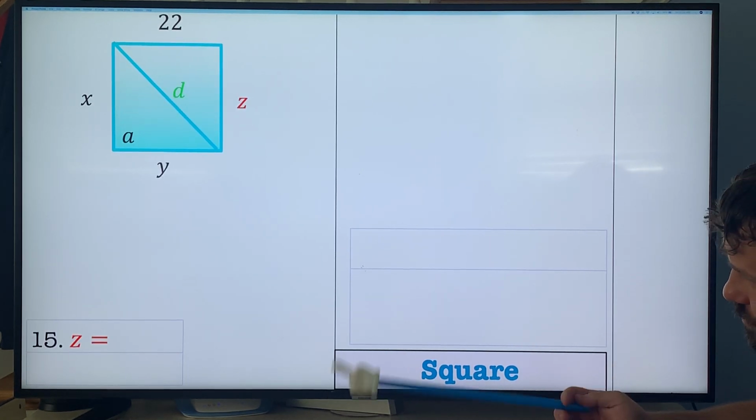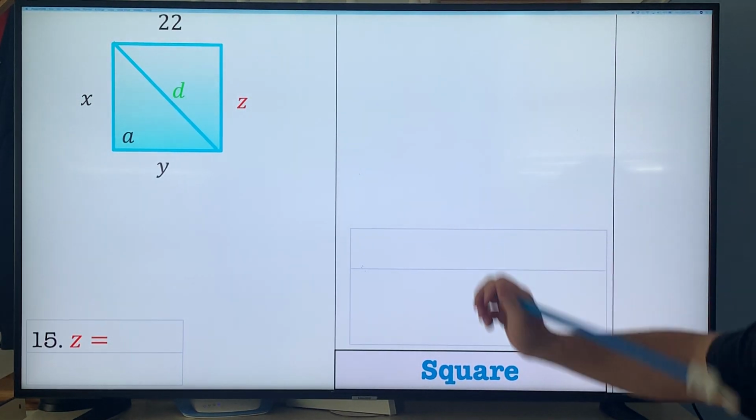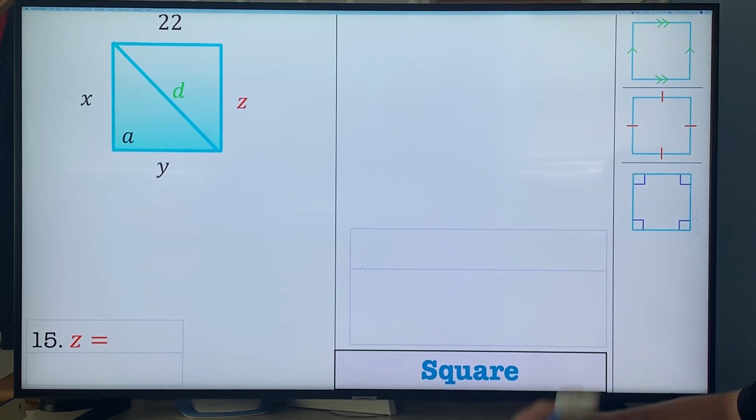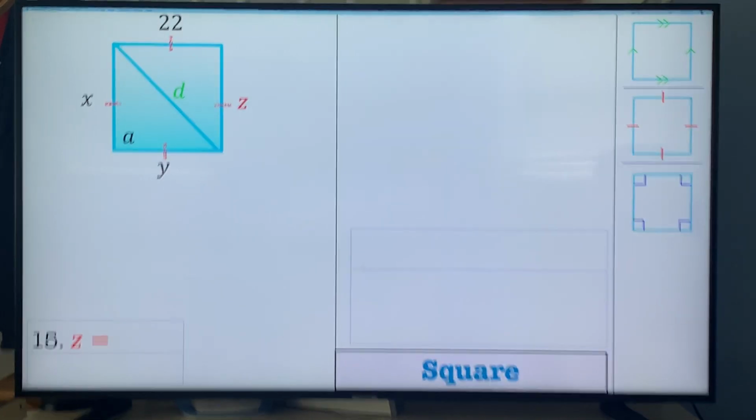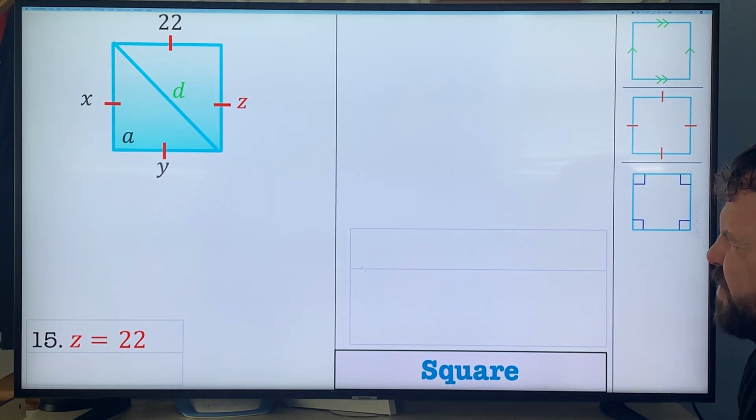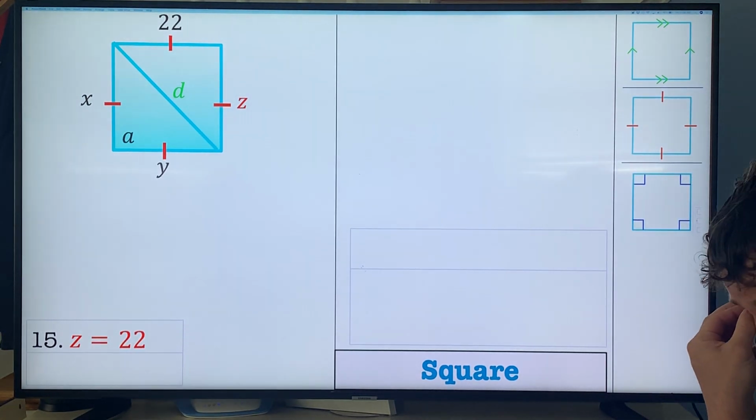Squares. How do I find Z? All sides of a square are congruent. So X, Y, and Z all equal 22. And how do you find D? You remember how to find D?